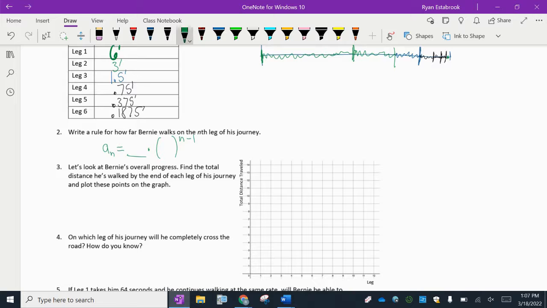What is our first term here? 6. What's the common ratio? 1/2. You could have put 0.5 as well. So here is our formula. So if I want to know how far does Bernie walk on the 7th leg, I don't have to go through all these other ones to get there. I can plug 7 in for n, run it through this equation, and get that actual distance. How far is Bernie traveling on the 20th? Plug 20 in for n, run it through there, and I see how far he's traveling on that 20th trip.